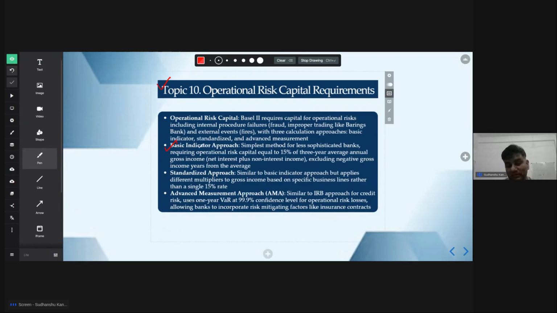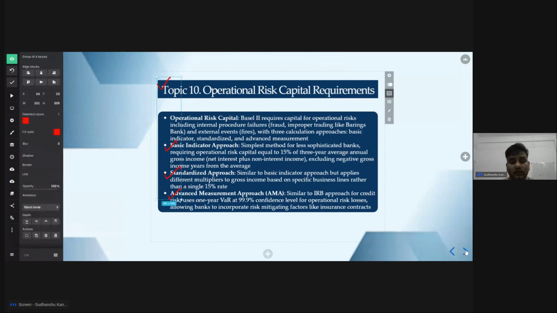Then we have the standardized approach, which is similar to the basic indicator approach, but different business lines have different multipliers. It reflects that operational risk varies across activities. Trading has a different risk, and retail banking has a different risk. And then we have the advanced measurement approach, AMA, the most sophisticated method, which uses 1-year VaR at 99.9% confidence for operational losses. Similar in spirit to IRB for credit risk, banks may incorporate insurance, risk controls, and internal loss data, and it requires strong governance and supervisory approval. Okay, that we need to understand.